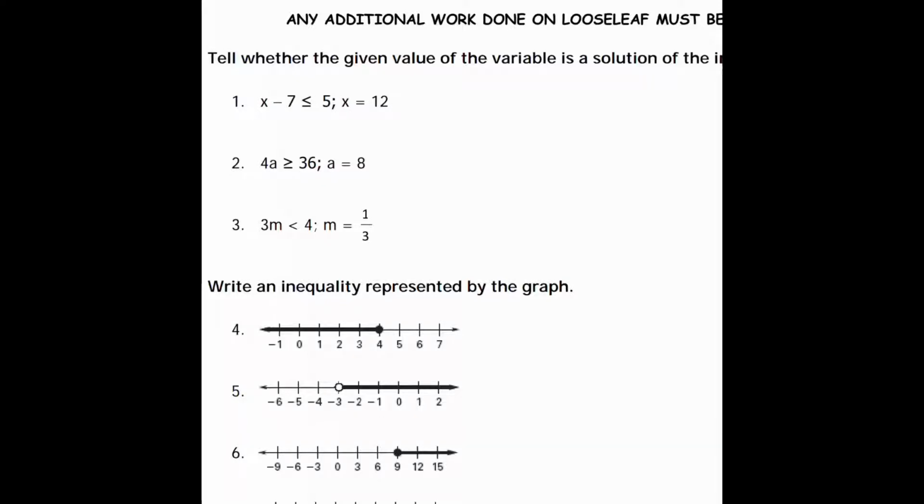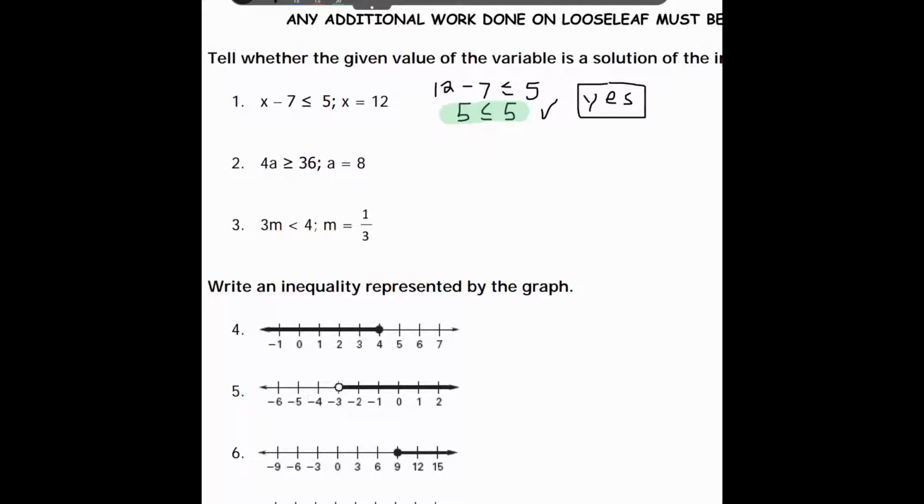Tell whether the given value of the variable is a solution of the inequality. x minus 7 is less than or equal to 5, and the question is telling us that the x value that we are testing is 12. So I'm going to put 12 in for x. And now let's see what happens. 12 minus 7 is 5. Rewrite everything else. Is 5 less than or equal to 5? Sure it is. Highlighted in green. This is a true statement. Yes.